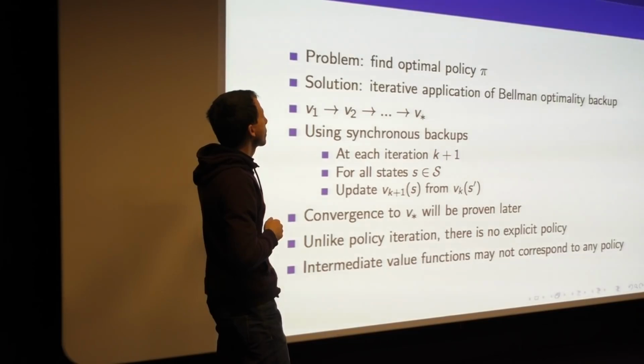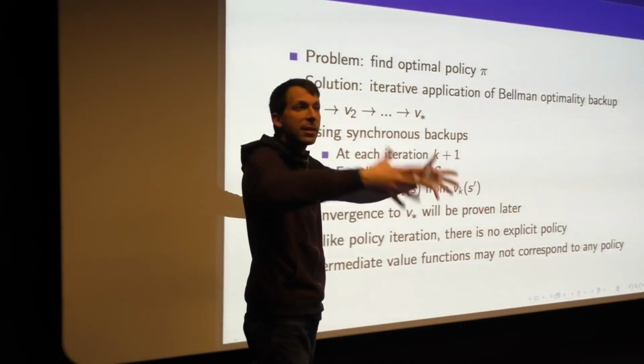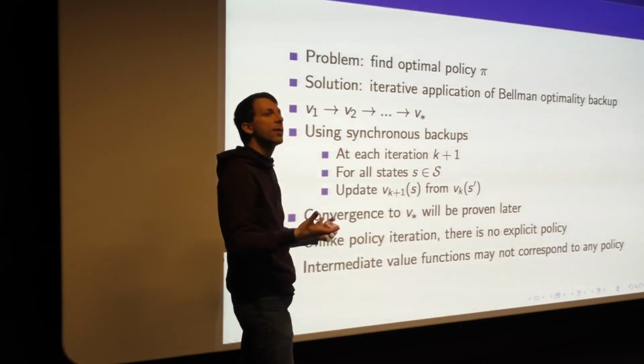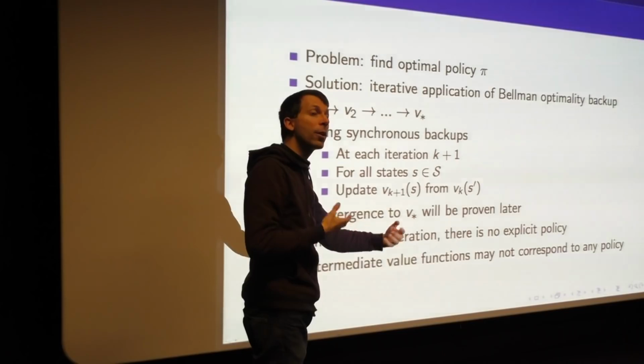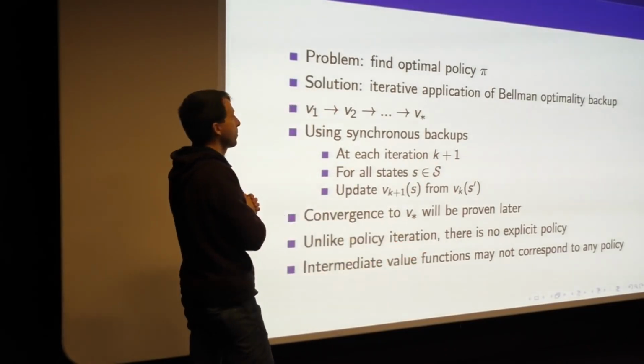Okay. But given that someone has given us this MDP, we want to solve it. We want to find the optimal value function. In the previous section we had policy iteration. Value iteration is another mechanism for solving the MDP.